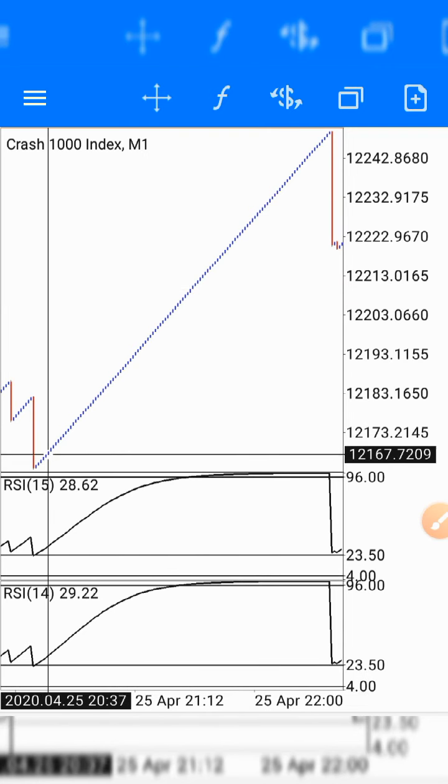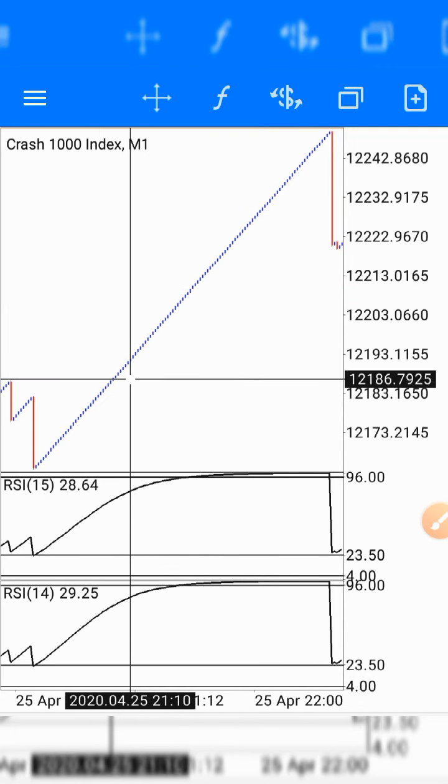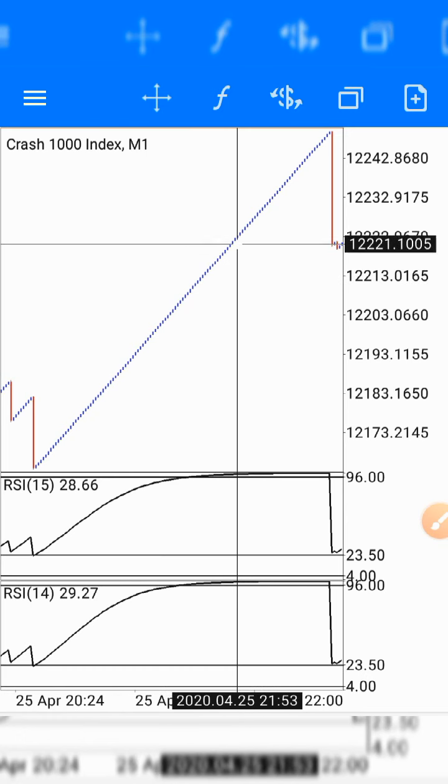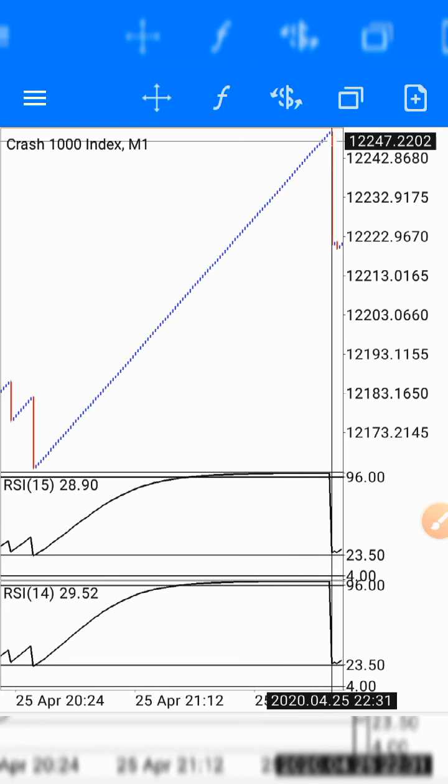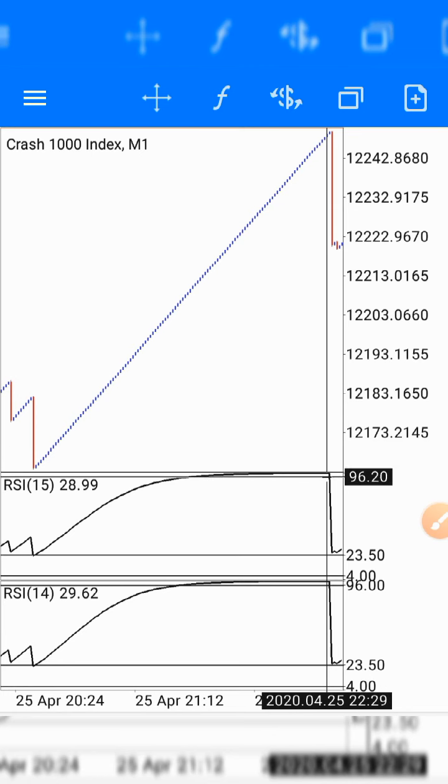Look here, Crash 1000 starts going up, and then look here, the buy candles. Many strategies fail, many methods fail here, but our method will never fail. If you come with patience, you will never fail. Look here, the example. Let me put my crosshair there, and after that let me show you the RSI level also.